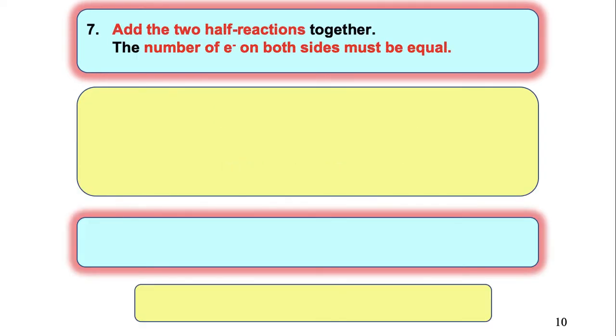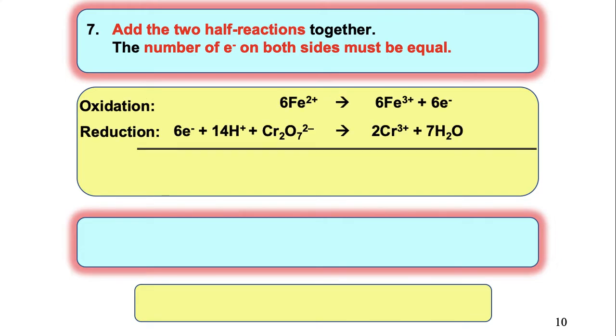Next step, add the two half reactions together. The number of electrons on both sides must be equal. How to add this? Now, you know that this one is oxidation. You can identify oxidation and reduction in this step because oxidation is when you release electrons and reduction is when you accept electrons. Release electrons: electrons at the product. Accept electrons: electrons at the reactant. So this step is crucial for you to identify which equation is oxidation and which is reduction.